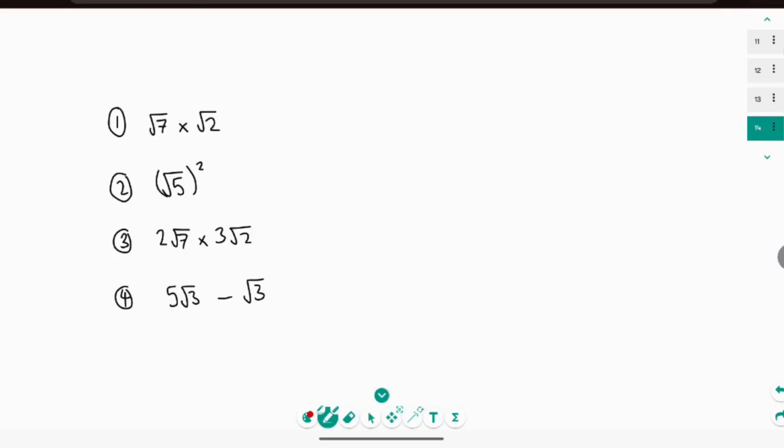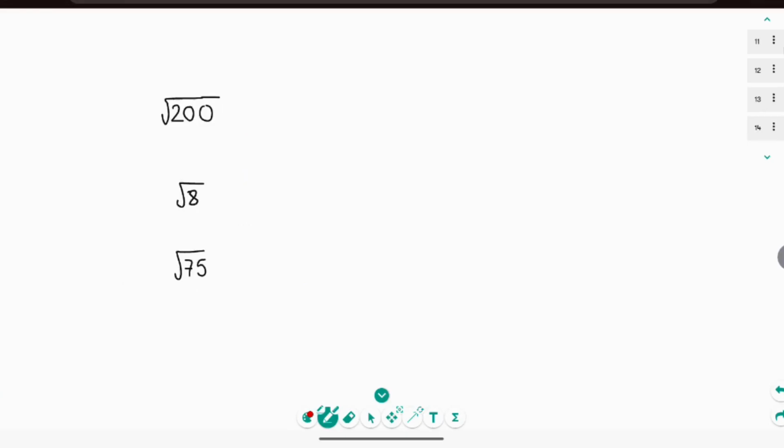Okay, maybe have a go at these 4 questions yourself and see how you get on. Root 7 times root 2, root 14. Root 5 squared, 5. 2 root 7 times 3 root 2. Well, 2 times 3 is 6. Root 7 times root 2 is root 14. And the last one, 5 root 3 minus root 3. Well, that's like thinking 5 root 3, take away 1 root 3, which is 4 root 3s.